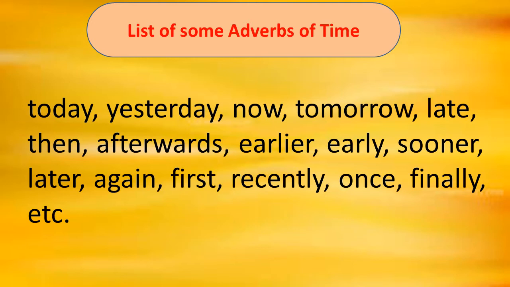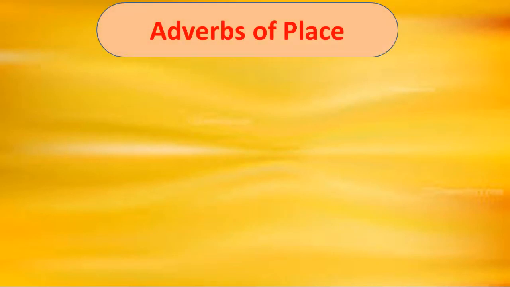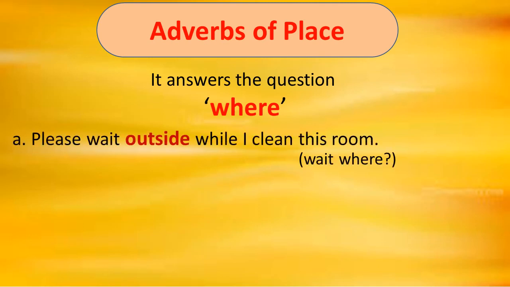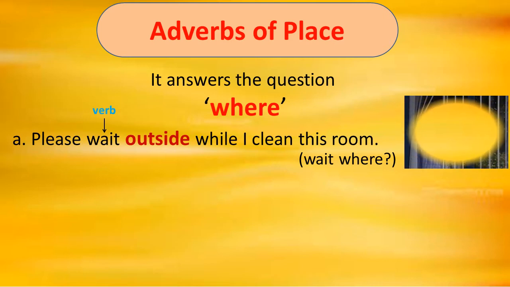Let's move on to the third kind, and that is adverbs of place. An adverb of place tells us where an action occurs. It answers the question where. For example, please wait outside while I clean this room. Wait where? The answer is outside. Here, the adverb is placed after the verb wait.